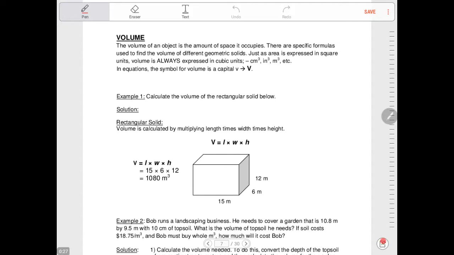So what is volume? The volume of an object is the amount of space it occupies, okay? There are specific formulas used to find the volume of different geometric solids. Now, just so you know, in this lesson, primarily, we will be focusing on rectangular solids, or maybe more like a cube or rectangular prism. Just as area is expressed in square units, volume is always expressed in cubic units.